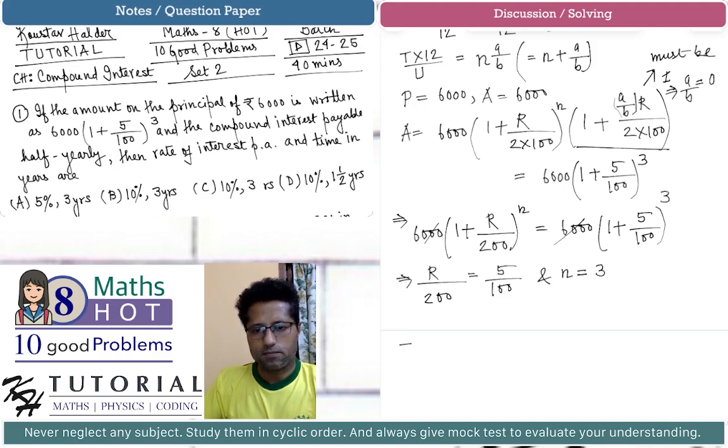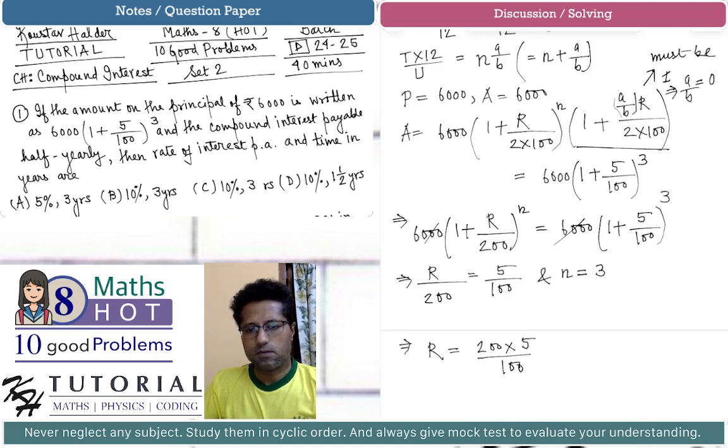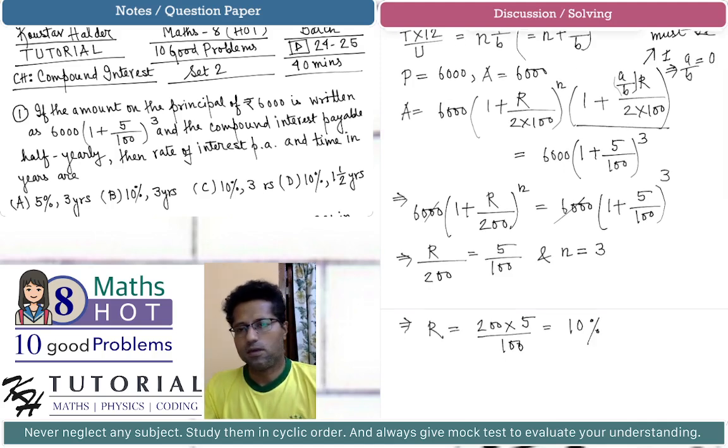This implies r should be equal to 200 multiplied by 5 by 100, which is equal to 10. So r is 10% per annum and n is 3.